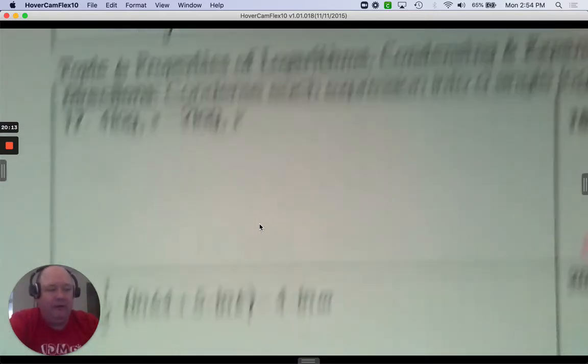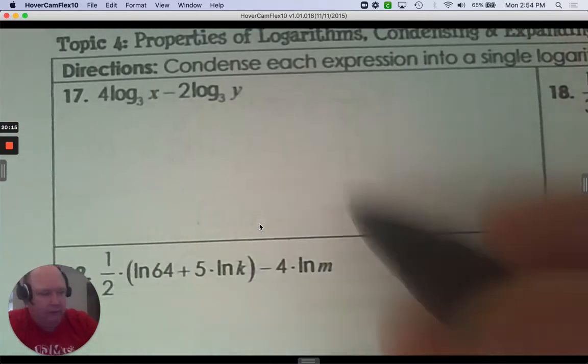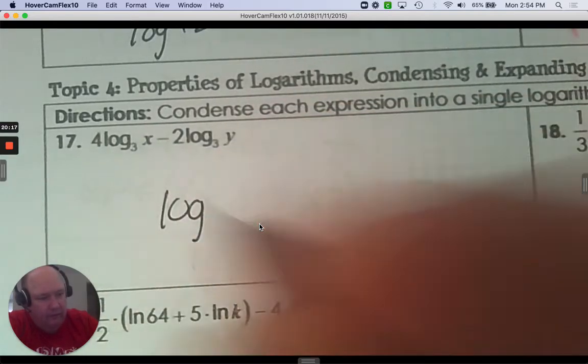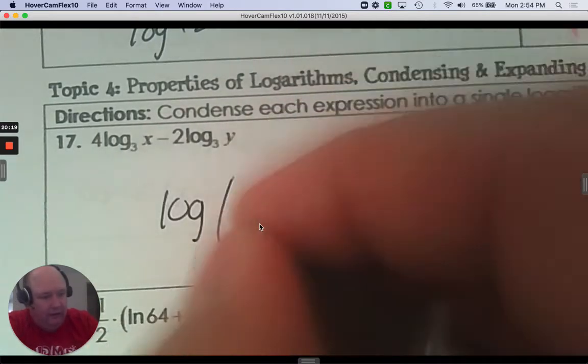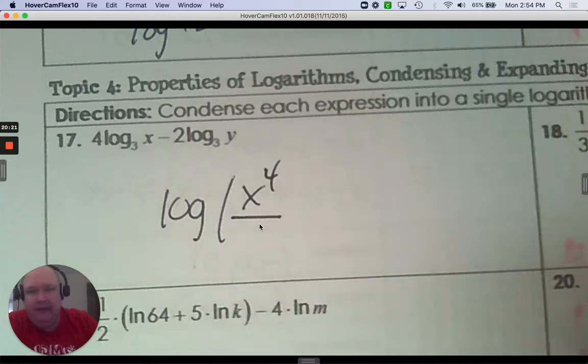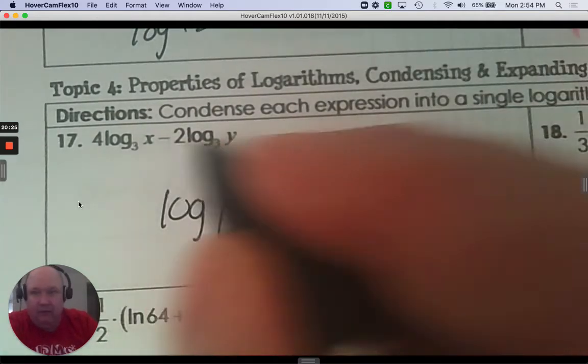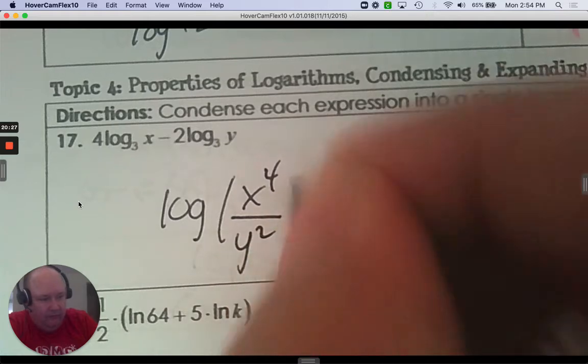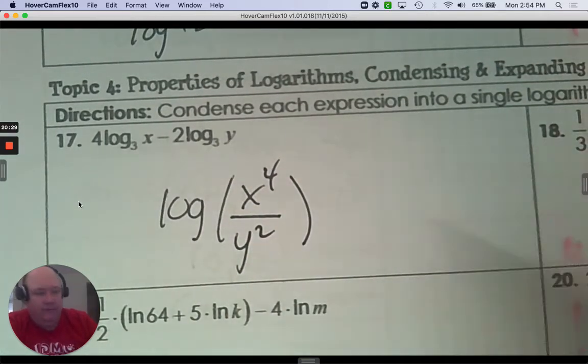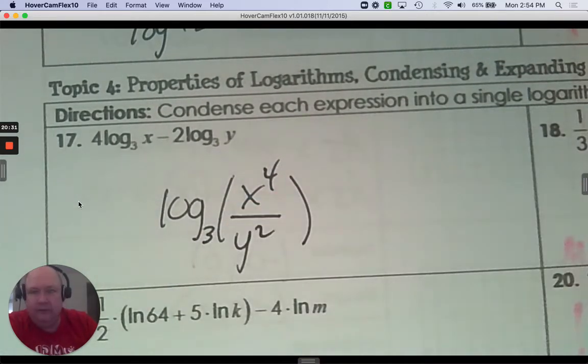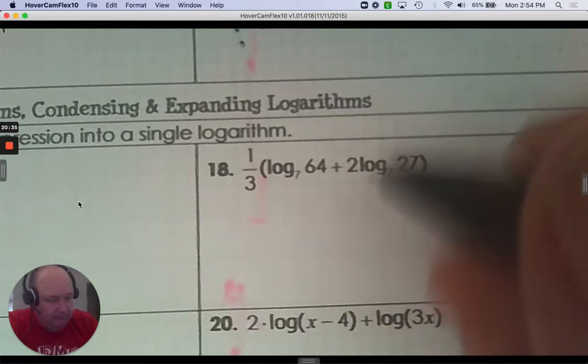Number 17, do you know your properties of logarithms? To write this as one logarithm: 4 is the exponent. Subtracting means dividing. And again, the exponent on y is 2. Done. Oh, and it has a base of 3. There it is.